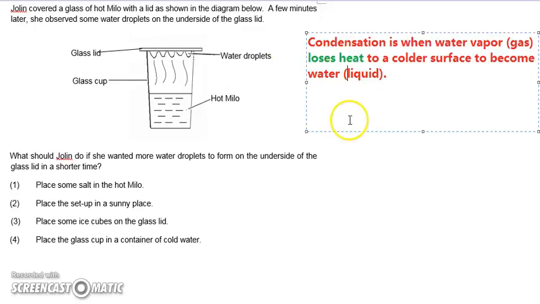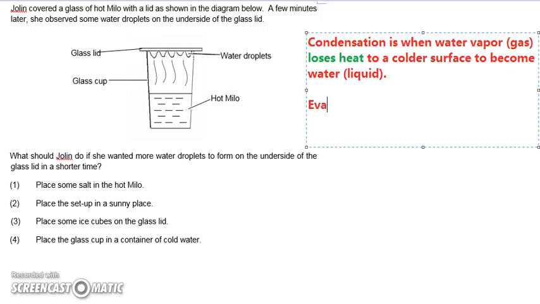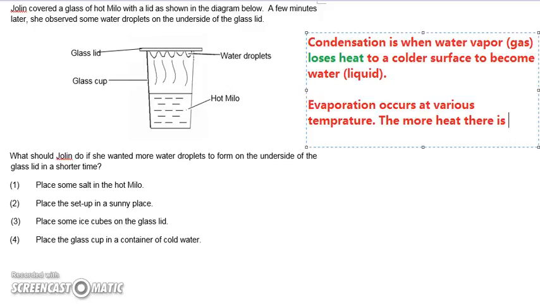We also know that evaporation occurs at various temperatures. What this means is that evaporation occurs all the time, but the more heat there is, the faster the evaporation will be. The more heat there is, the faster the evaporation happens. Alright, okay.